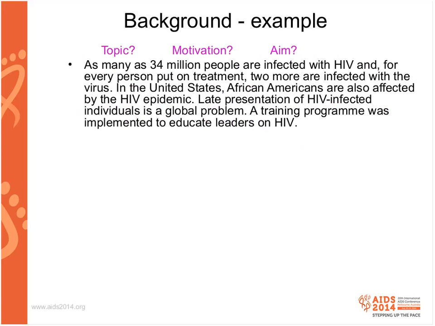Here is an example of a background section. So we're looking at 3 elements that should be included. The topic here is African Americans affected by the HIV epidemic. The motivation for the study seems to be the late presentation of HIV-infected individuals. But it's not actually quite clear in this background what the specific problem is that the program tried to address. Lastly, the specific aim of the study is presented, which should be in the last sentence of the background. But again, it could be a little bit clearer. We give the information that the training program was implemented, but exactly what the study aimed to accomplish is a bit unclear. Again, I think we can tighten this up and improve the background.